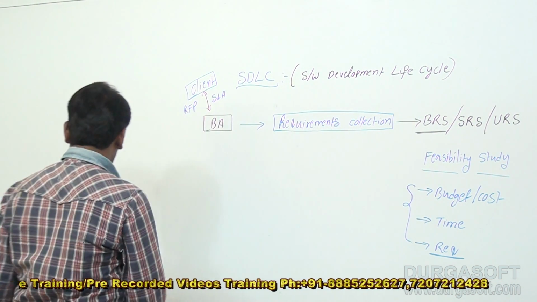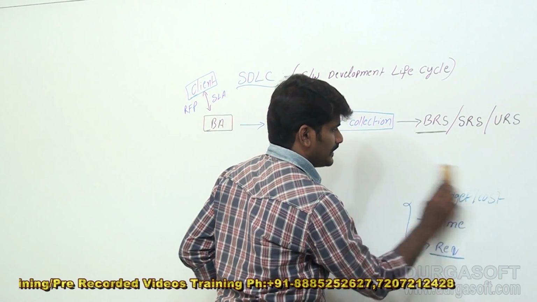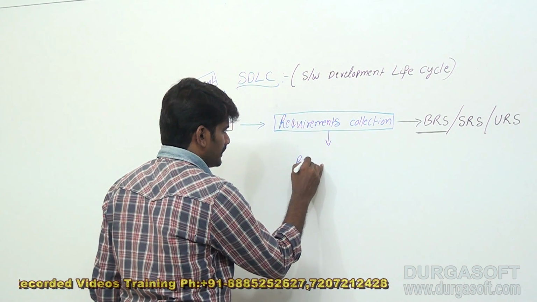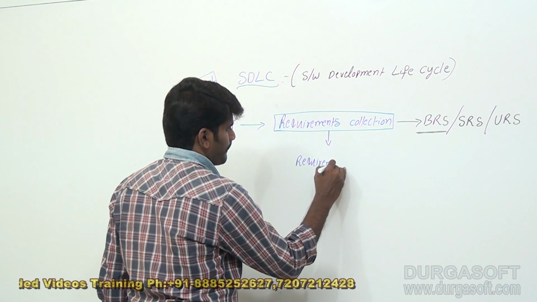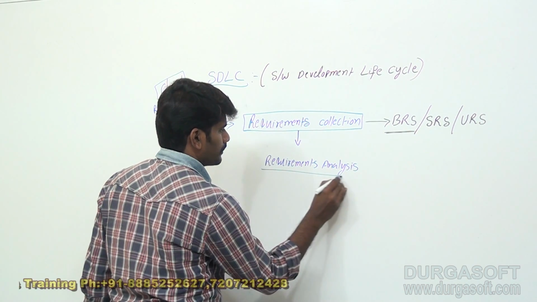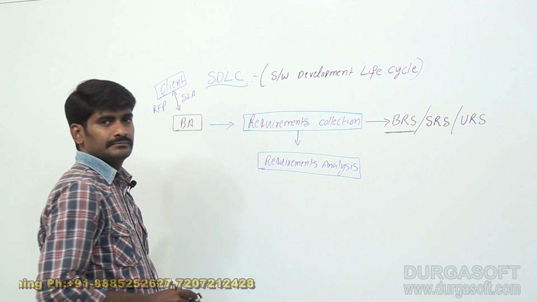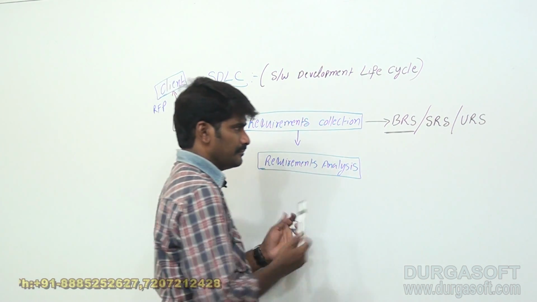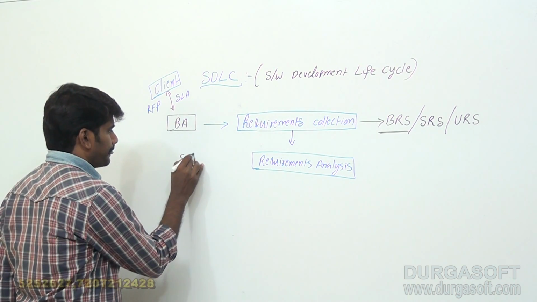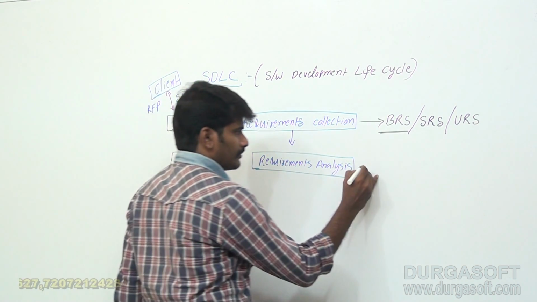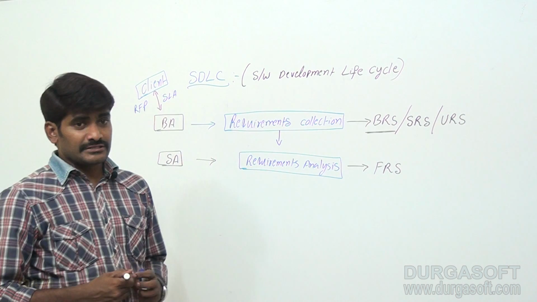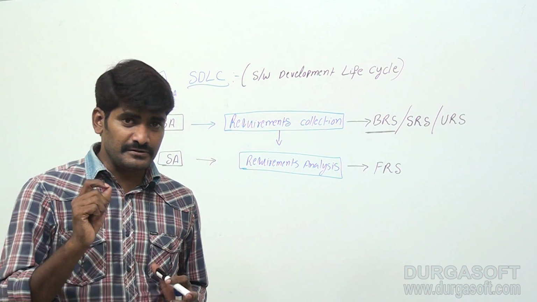Once this requirements collection is completed, the second one is analysis. The second phase is the analysis phase, requirements analysis. In this analysis, the BRS documentation will be given to the system analyst. He will prepare one document. The document is called the FRS. FRS describes the functional requirement specification.